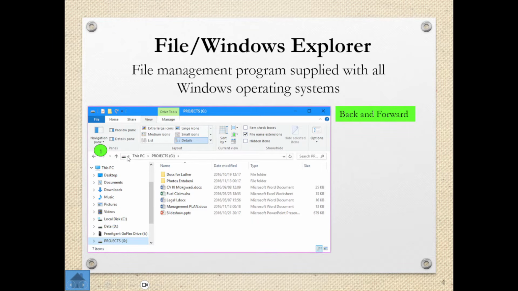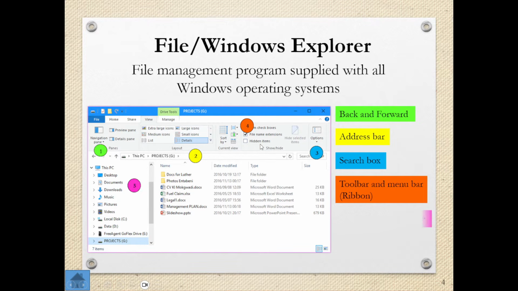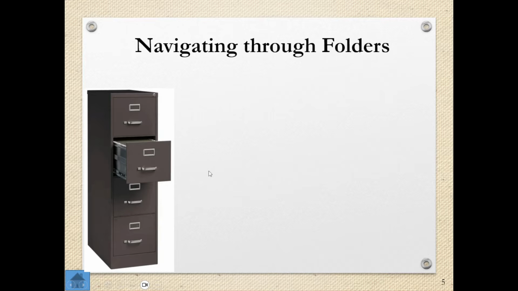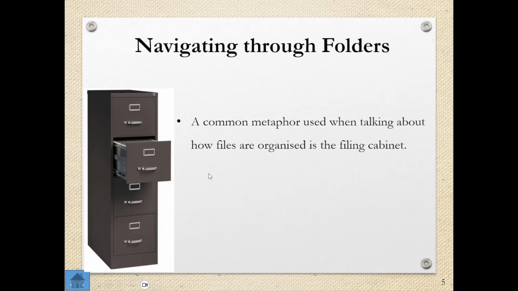So there are our back and forward buttons as well. I have my address bar, my search box, my toolbar with my menus, my navigation pane, and my details pane or display pane here as well. That's basically what we use. And a file management program, as it says, is supplied with all Windows operating systems. So I don't install this. This is part of what Windows offers. So let's continue as we talk about navigating through folders.